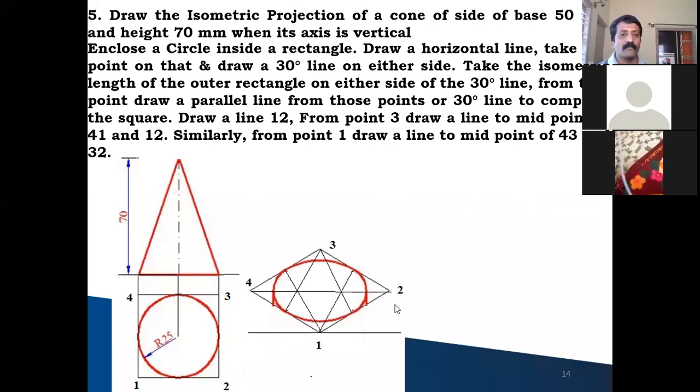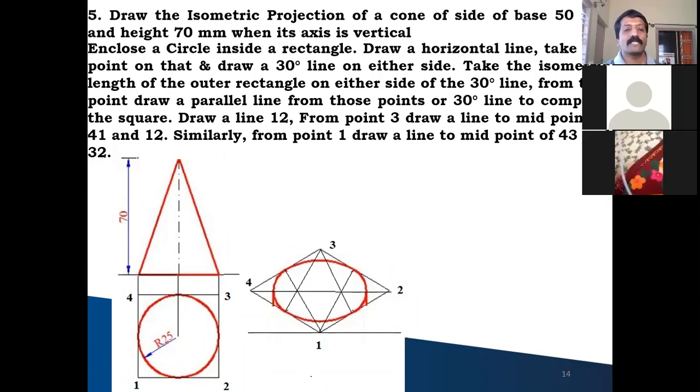Now to draw the front view, you draw a vertical projector from the end points of the top view, and from the center you draw one vertical projector. From the center, you draw an axis line, that is the vertical line, and take 70 millimeter and cut it here. This is your vertex or apex. Now you join the vertex to this end point and this end point. So the cone will look like an isosceles triangle in the front view, and both the top view and front view are completed.